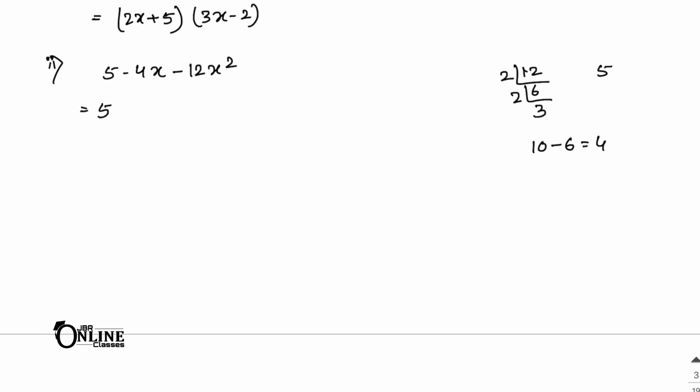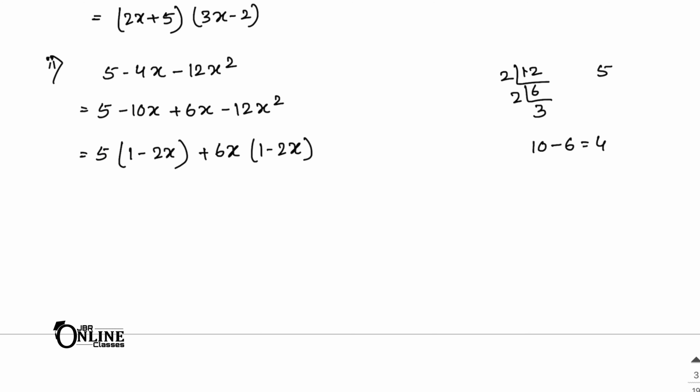So write down here 5, then next one minus 10x, then plus 6x minus 12x square. As here 5 is common, so 1 minus 2x, and as here 6x is common, so 1 minus 2x. So here 1 minus 2x is the first factor, and then 5 plus 6x is the second factor.